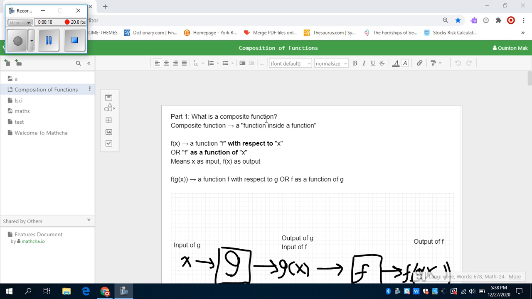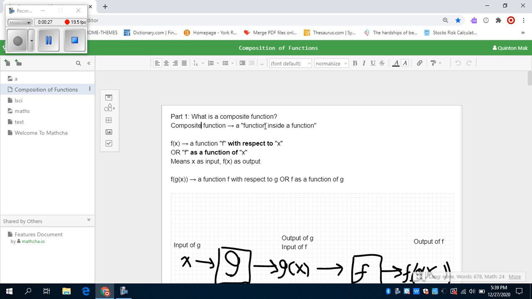Welcome, this is lesson 8.3, composition of functions. Let's get started. So what exactly is a composite function? You might have heard that a composite function is a function inside a function, but what does this actually mean?